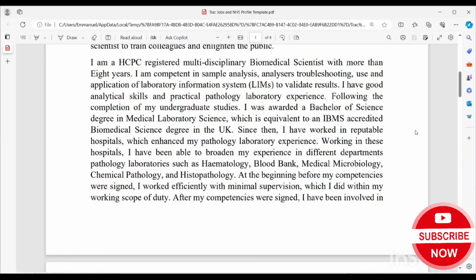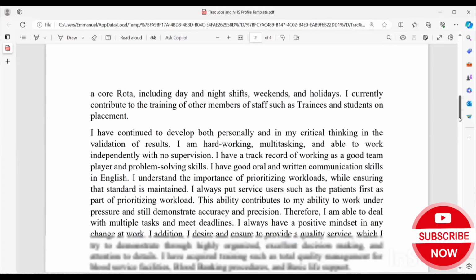Okay, so you can see here, I was trying to show that I have been able to broaden my experience in different departments, such as the pathology laboratory. You can mention this if all you have done is internship, then obviously you need to mention each of these departments. But if you have passed your internship and you have had some experiences, if I were you, when I get to this point, I will be specific. I'm not going to try to make it generic.